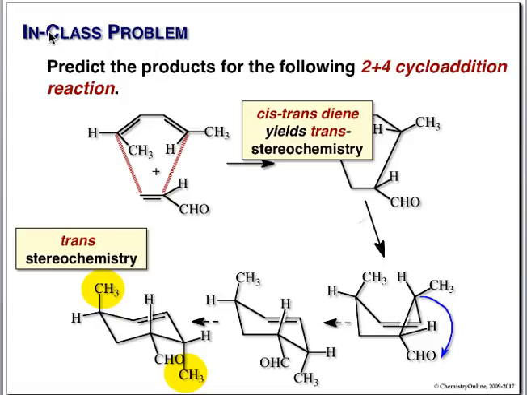Our bottom line here, we have a cis-trans diene, and we get 1,4 trans stereochemistry. Cis-trans yields trans.